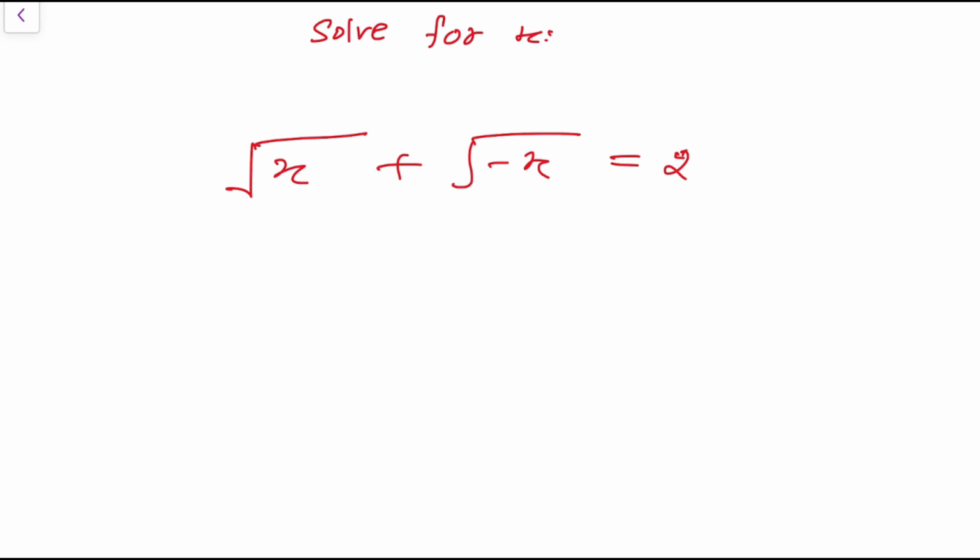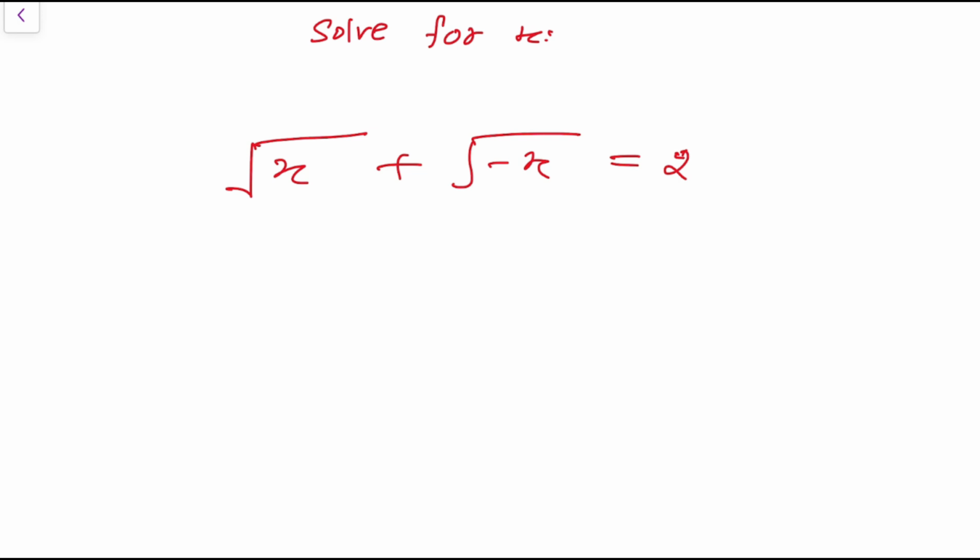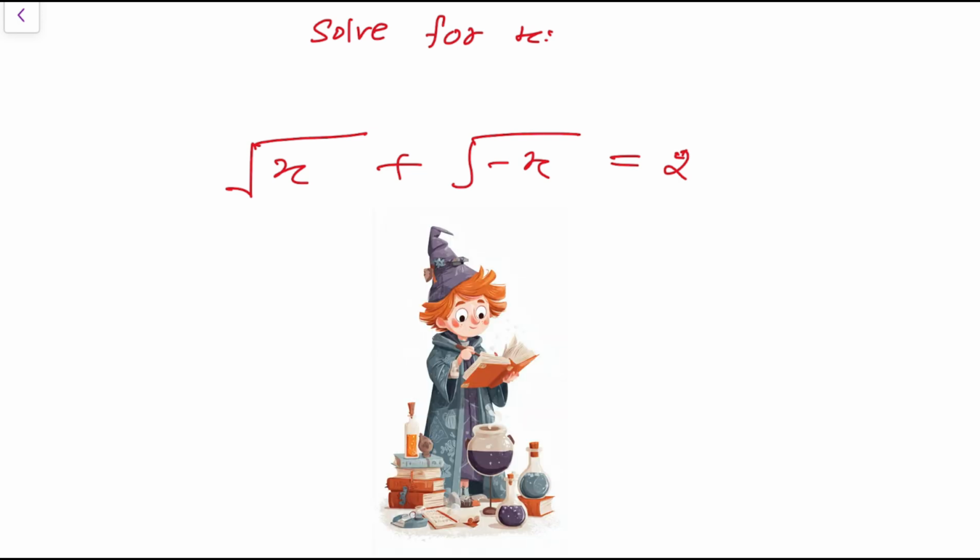So here it is given that square root of x plus square root of minus x equals 2. We'll first check for real solutions, because square roots behave differently depending on whether x is positive, 0 or negative. And then, for curiosity, peek into the complex solutions.